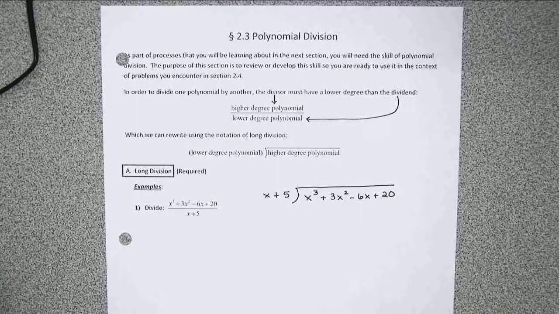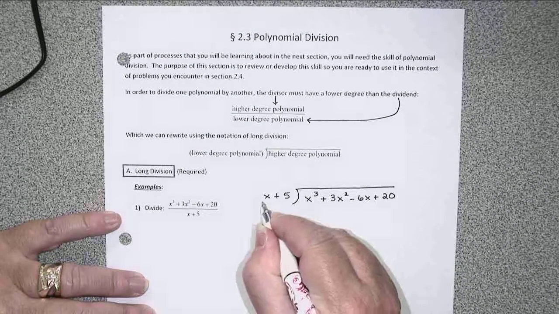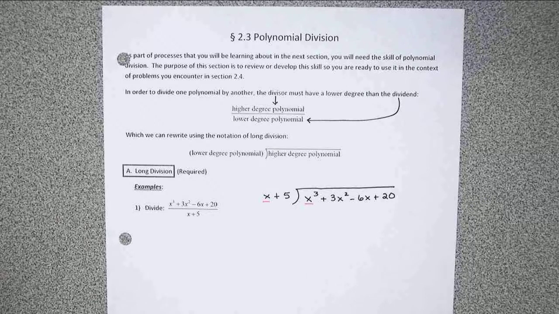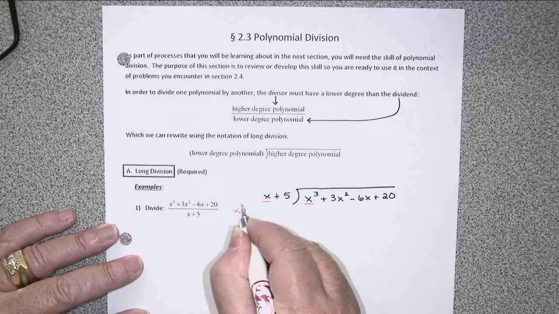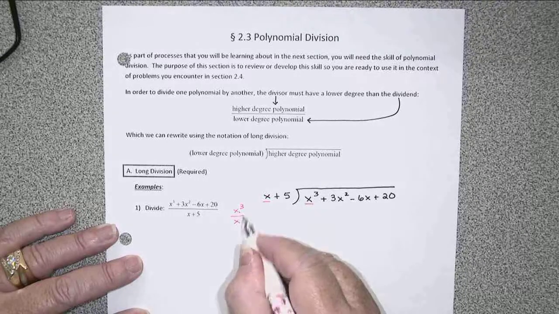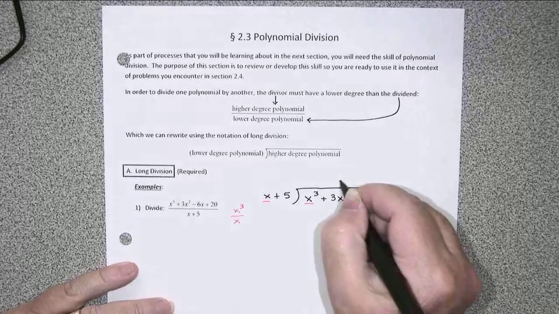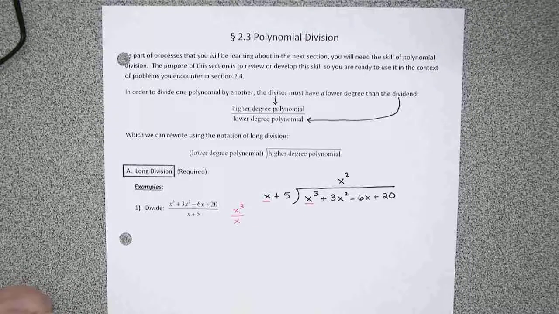In order to start the division process, I'm going to begin by just thinking about the first terms. What is x cubed divided by x? Well, let's see, I had 3 factors. Get rid of one of them. I now have 2 factors of x. So x squared. That's the first part of my solution, x squared.